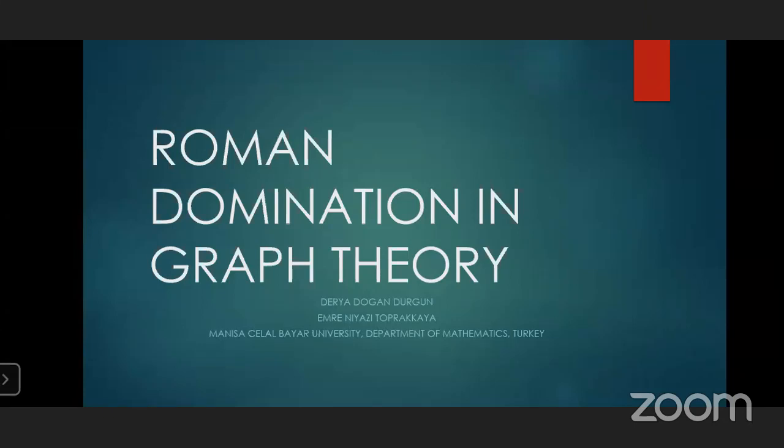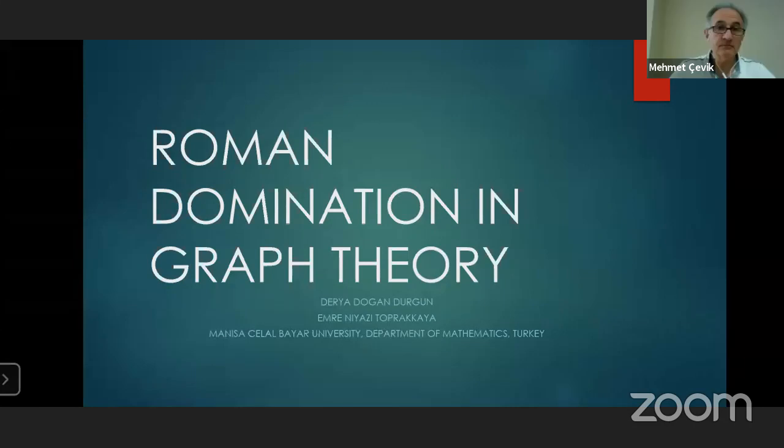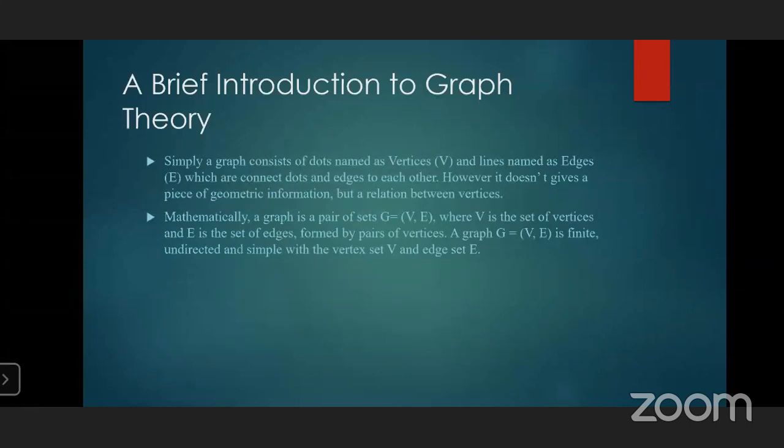Okay, my name is Emre Toprakkaya. I'm going to present a presentation about Roman domination in graph theory. Let's start with a brief introduction to graph theory. Simply, a graph consists of dots named vertices and lines named edges, which connect the dots to each other. However, it doesn't give geometric information, but a relation between vertices. Mathematically, a graph is a pair of sets G = (V, E), where V is the set of vertices and E is the set of edges, formed by pairs of vertices. A graph G is finite, undirected, and simple with the vertex set V and edge set E.